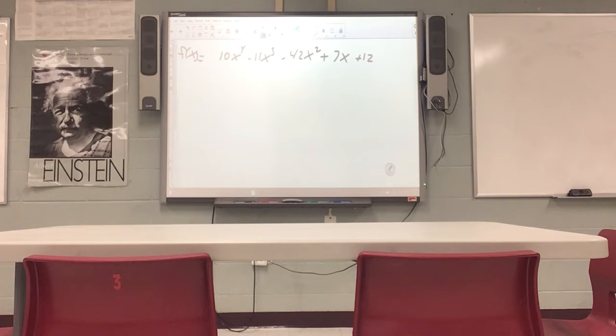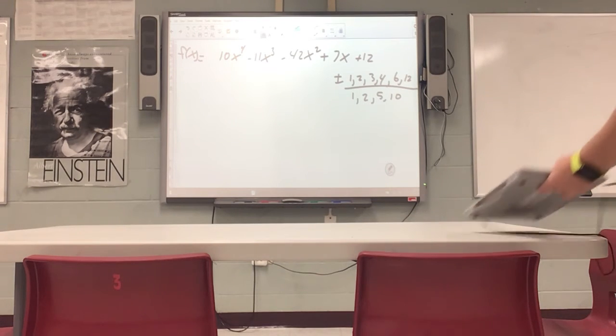Okay, so the directions here say to find all the zeros. 10x to the 4th minus 11x cubed minus 42x squared plus 7x plus 12. Alright, so we've gotta get the numbers in our bucket, so the factors of our constant, 12, could be 1, 2, 3, 4, 6, and 12, over the factors of our leading coefficient, 10: 1, 2, 5, and 10.